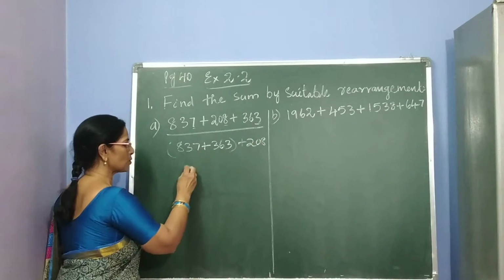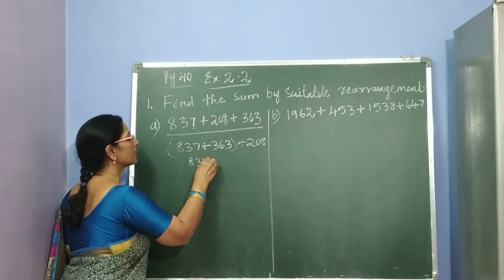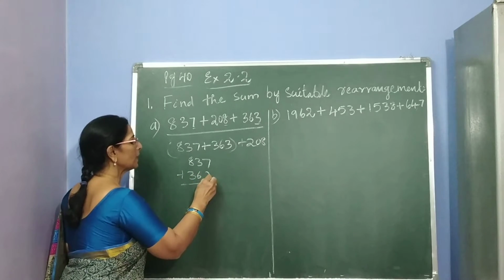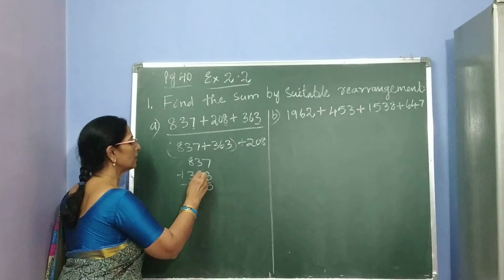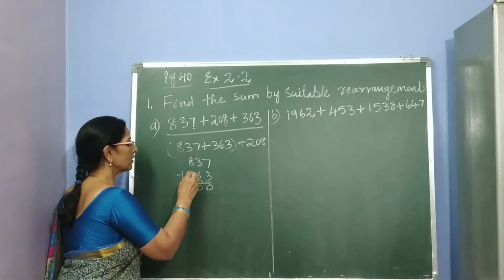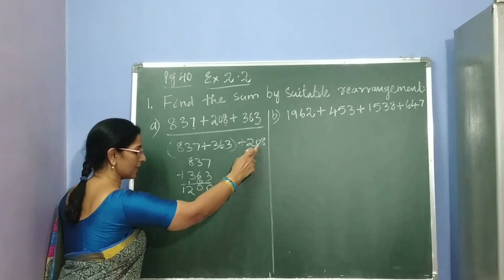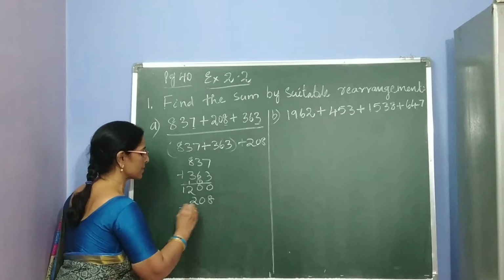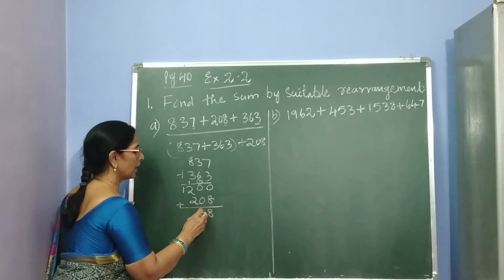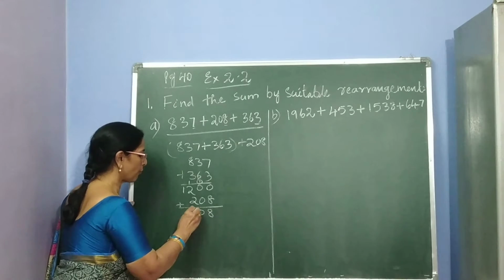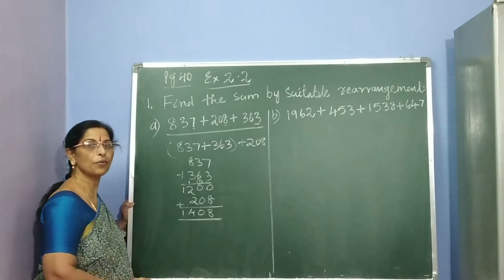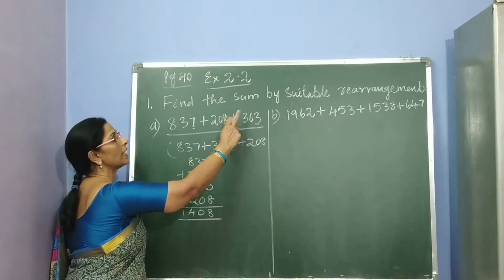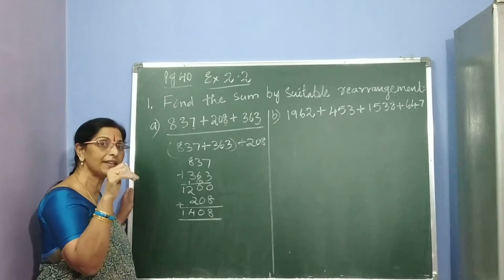Let us add these two numbers, 837 plus 363. Here 10 comes, here again 10, here 12. Now it is very easy to add the other number, 208. The sum is 1408.